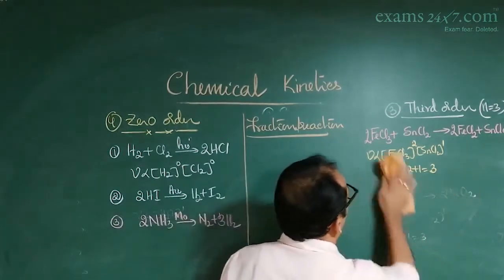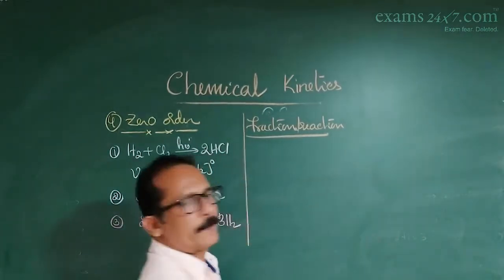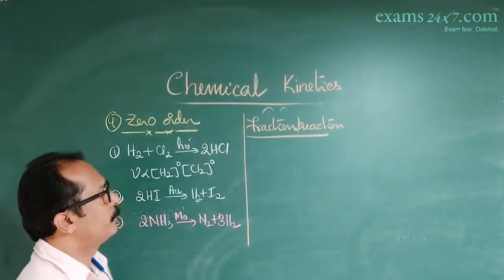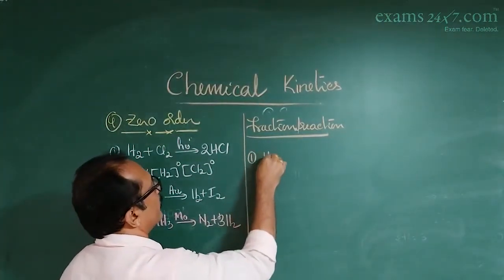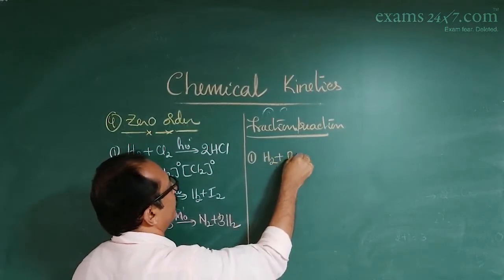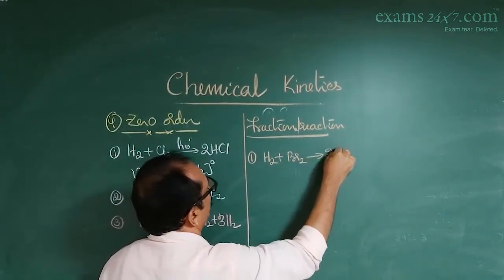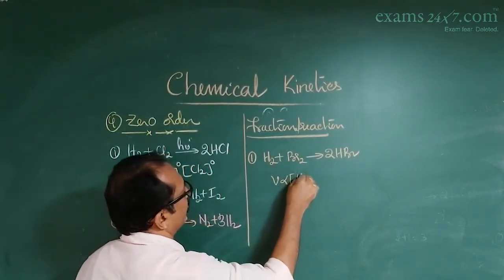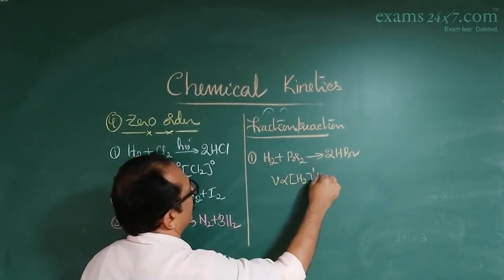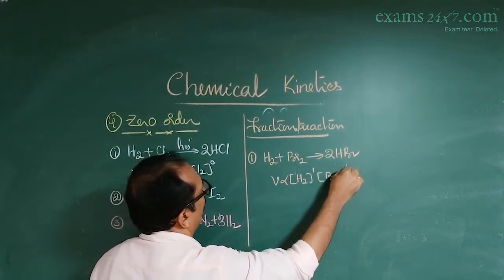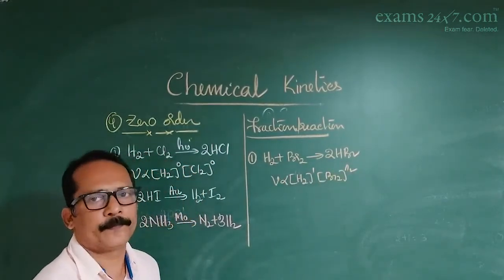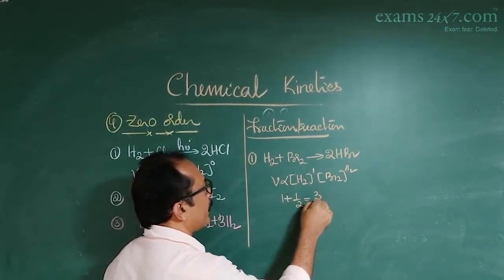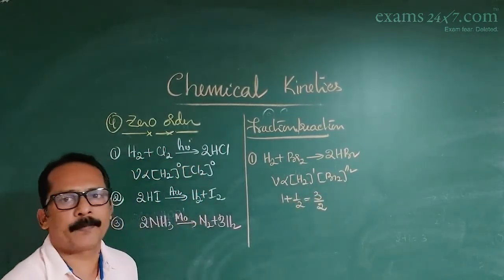Some of the examples for fractional order reaction: formation of hydrogen bromide, H2 plus Br2 gives 2HBr. The rate law is found to be first order with respect to hydrogen and half order with respect to bromine. Therefore, the overall order of the reaction is 3 by 2.